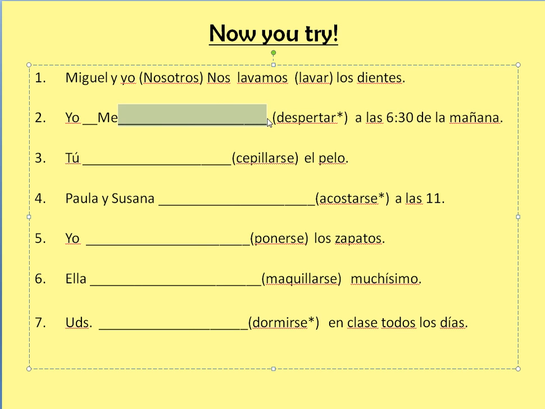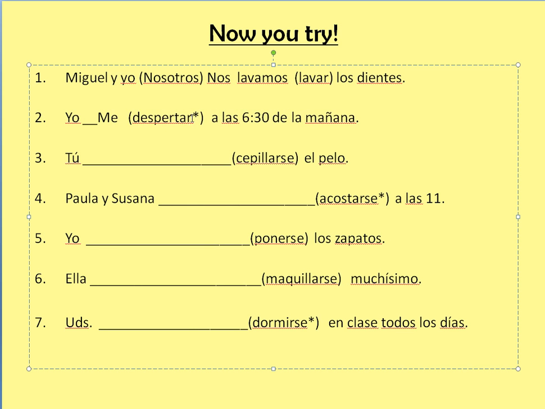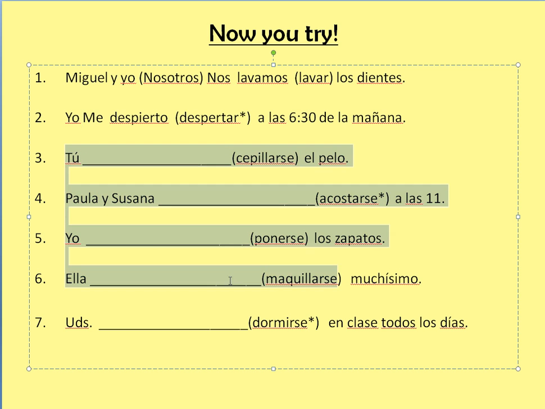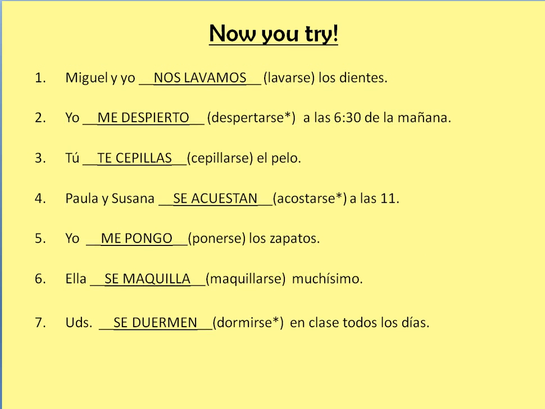Then the second step is to conjugate the verb despertar in the yo form. It's a stem changer, so it's des, p, and then the e is going to change to ie. So it's despierto. Okay, me despierto. I get myself up at 6:30 in the morning. Yo me despierto. All right, go ahead and pause the recording and see if you can figure out the last ones. Okay, now you can check your answers.